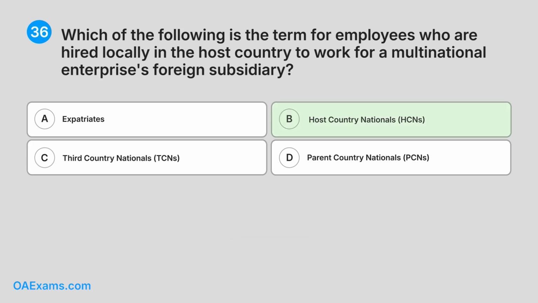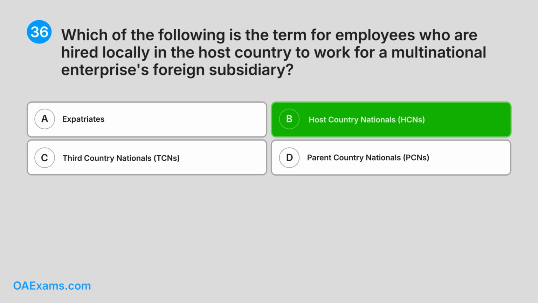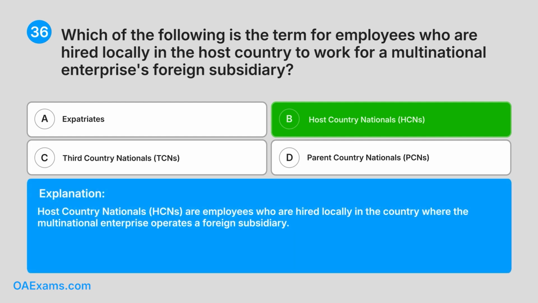Correct answer, B. Host country nationals, HCNs. Explanation. Host country nationals, HCNs, are employees who are hired locally in the country where the multinational enterprise operates a foreign subsidiary.